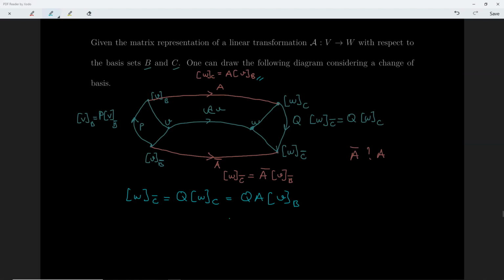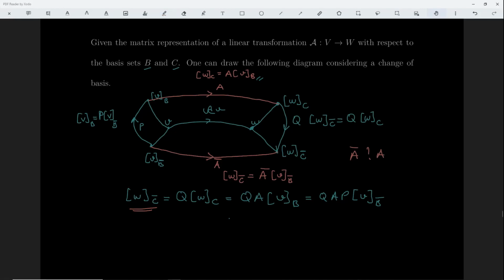So I can write that as Q times A times, instead of this term over here, P times the representation of V with respect to B bar. So I managed to obtain an expression which relates the representation of W with respect to C bar to the representation of V with respect to B bar, and the intermediate matrix over here is actually equal to the A bar matrix, right? So A bar is equal to Q times A times P.